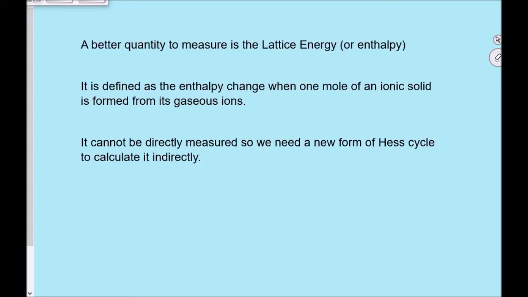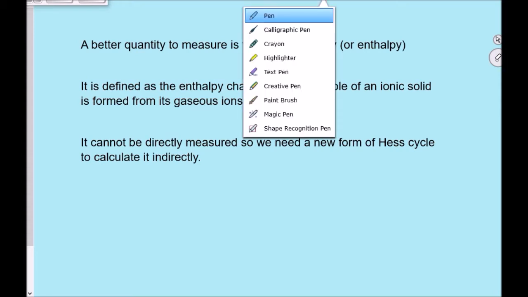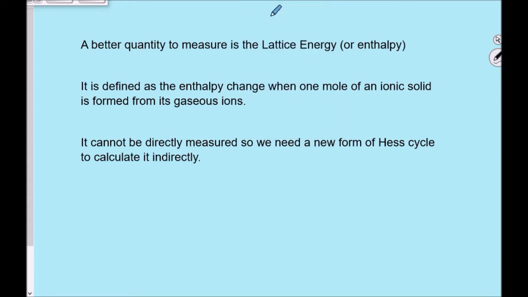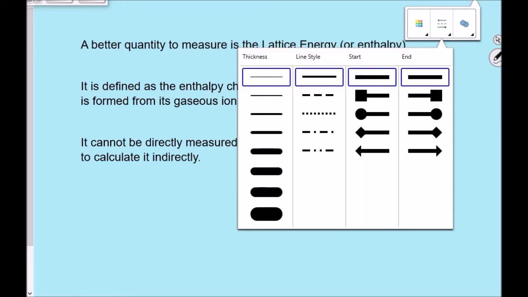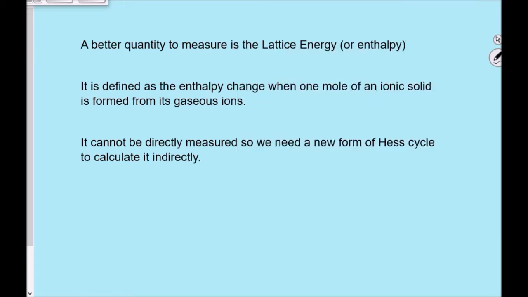So a better quantity to measure is the lattice energy, or the lattice enthalpy. The full definition of the lattice energy is the enthalpy change when 1 mole of an ionic solid is formed from its gaseous ions. Now, unfortunately, it can't be measured directly, so we need a new form of the Hess cycle to be able to calculate it indirectly from experimental results.